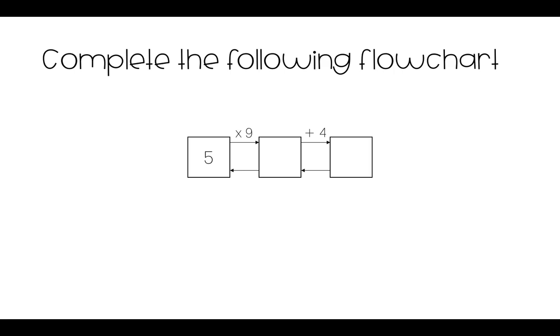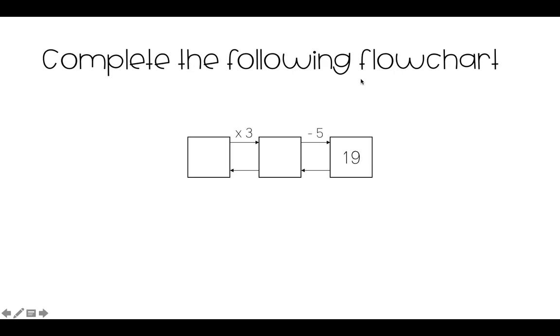Let's complete the following flowchart. Okay, and that means we're going to do the inverse as well. So 5 times 9 gives us 45, and 45 plus 4 gives us 49. Now let's fill the inverses in. So the opposite of adding 4 is to subtract 4, and the opposite of timesing by 9 is to divide by 9. Now if we look at 49 and we subtract 4, we end up with 45. If we divide 45 by 9, we end up with 5.